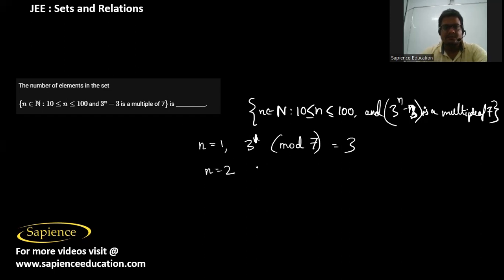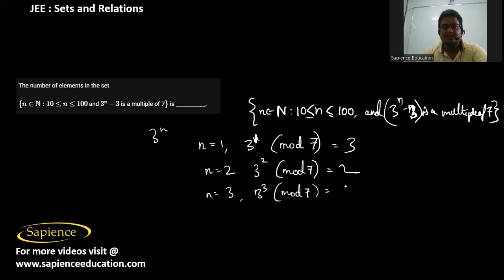Similarly, if we take n equal to 2, then 3 power 2, its mod 7 will be equal to 2. And similarly, n equal to 3, then 3 power 3, if we do mod 7, the remainder will be 6. Then if n is equal to 4, then 3 power 4 is 81. So 81 mod 7 will be equal to 4, since 7 times 11 is 77.